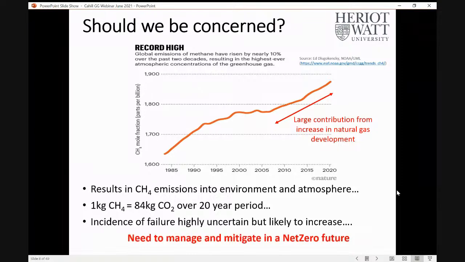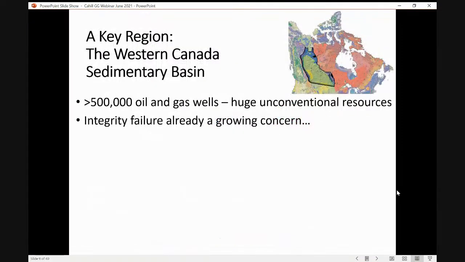So there's definitely a need for management and mitigation of this as we move into a net zero future. So what I want to talk about today on this topic is I want to use a bit of a case study of a region close to my heart where I worked for some years, which is the Western Canada Sedimentary Basin. Up in Canada, we've got this huge sedimentary basin, very famous for energy resources.